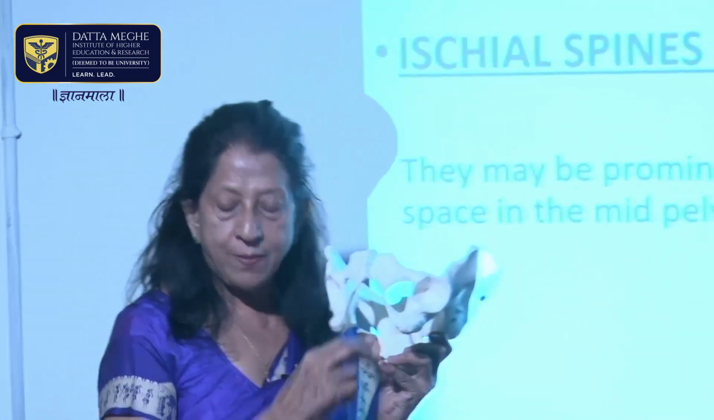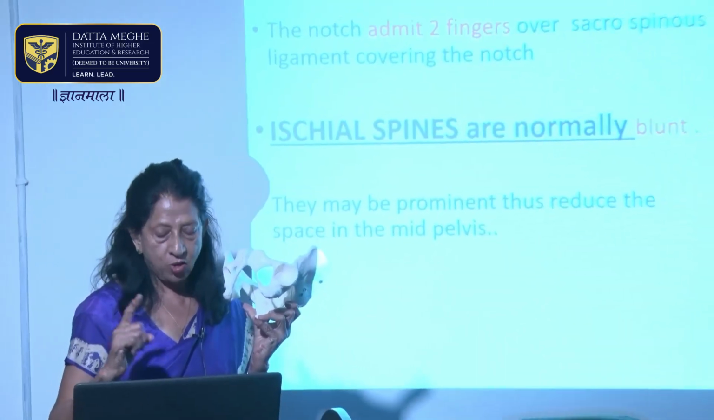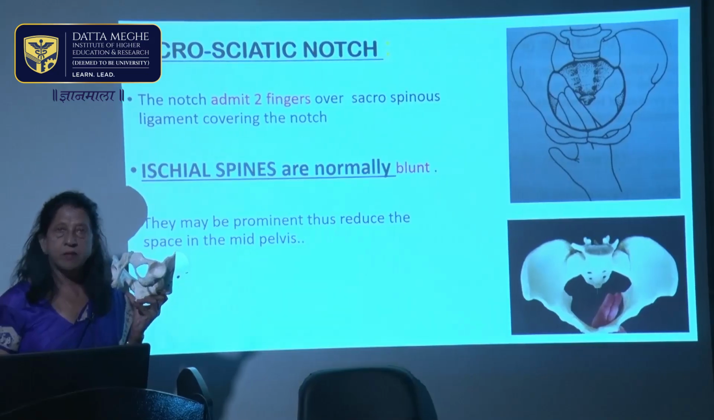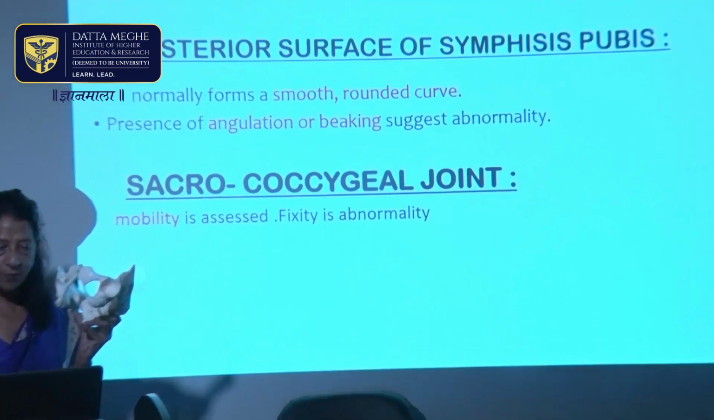In the male type of pelvis, or android pelvis, the ischial spines are prominent. In the female pelvis, they are not prominent. So, I will write down a statement on the case record that the ischial spines are not prominent.